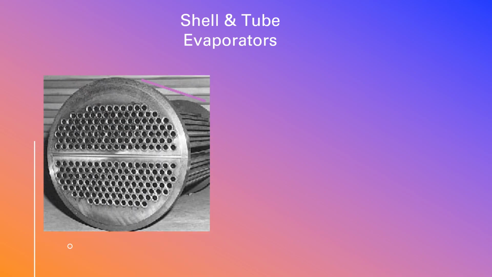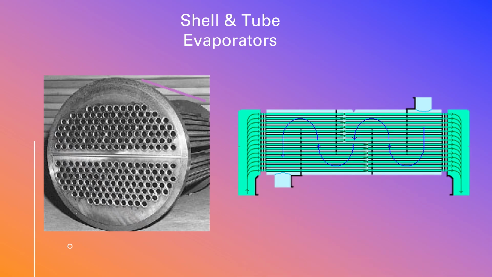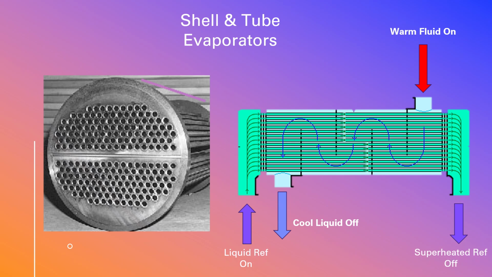Now, if we look at shell and tube evaporators, on the left there you can see the tubes of an evaporator where the cool liquid comes through, and you can also see here a sectional diagram. Now, the warm fluid goes on at one point and the cold liquid comes off the other point, whereas the liquid refrigerant goes on at one and the superheated, hopefully, refrigerant comes off.